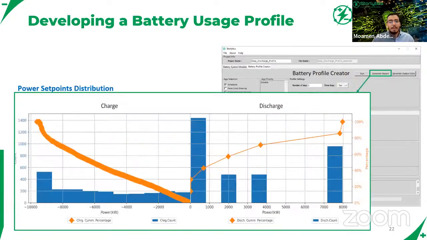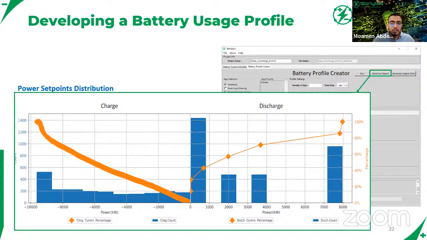So yeah, another output from our report is the power set points distribution, and this is a very helpful histogram to tell the designer what amount of power his energy storage system, the power level, is operating at. So you can see we have two axes here, the percentage and the count.